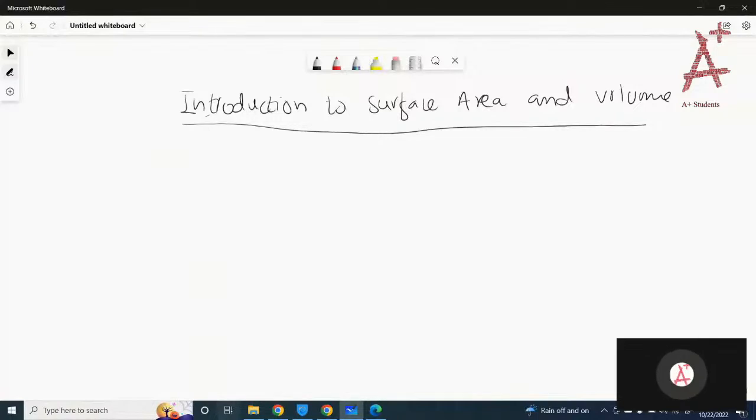Okay, we're going to start with chapter 7 on the A plus, that is surface area and volume. So we're going to start with the very first topic, that is introduction to surface area and volume. Let's start with the first topic.